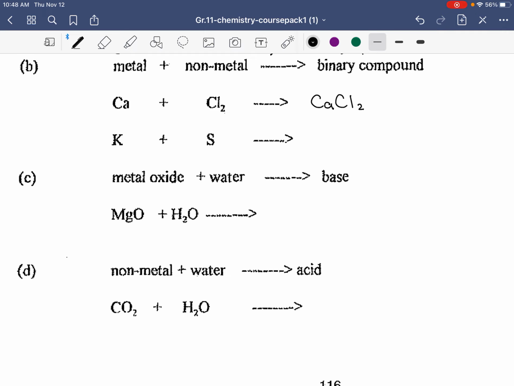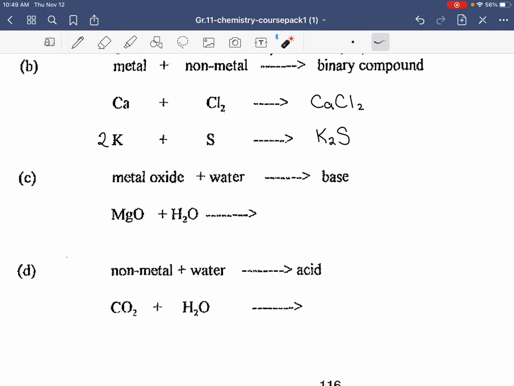K plus S, well, that's K2S. Let's put a 2 here for the sake of balancing. Why K2S? Very simple. K has a natural +1 charge. S has a natural -2 charge. Cross them, you get K2S. Again, you want to be careful if you have metals with multiple charges. Then you have more than one equation involved.